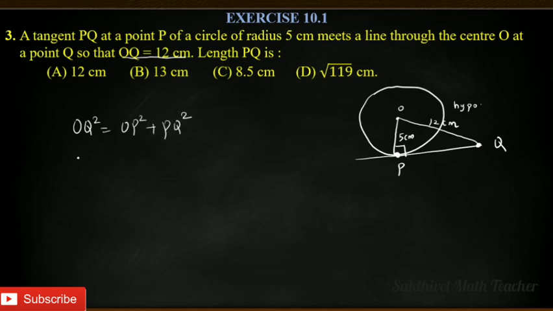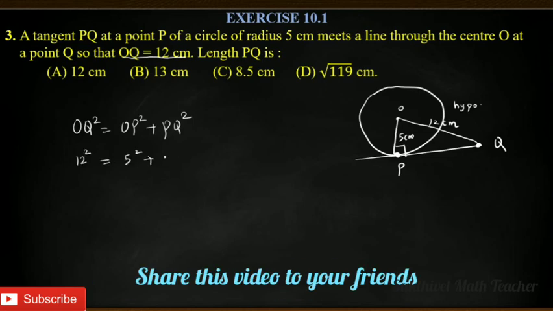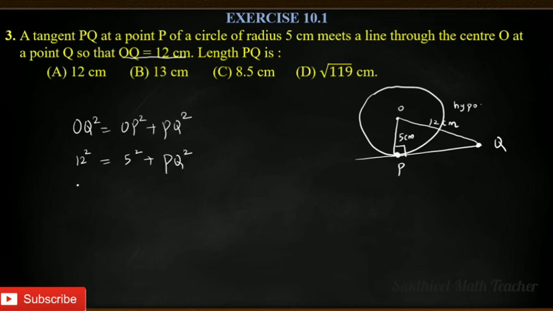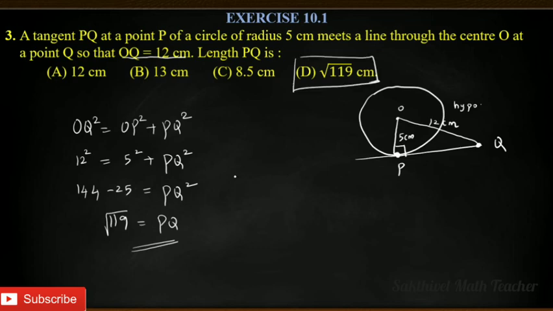Let's write that. OQ value we have is 12, which equals OP, 5, plus PQ square. Now 12 square is 144, and 5 square is 25, which goes to the opposite side as minus 25, equal to PQ square. When I subtract, I get 119, which is equal to PQ square. The square goes to the opposite side as a root. That's it, this is our required answer. Here we have option D, so option D is our required answer. Understand, children? Right. We will go to the next.